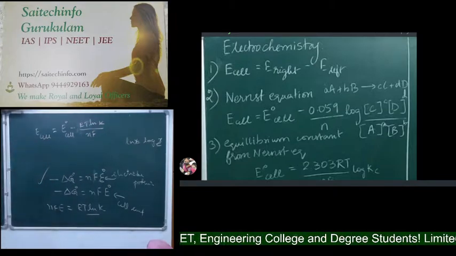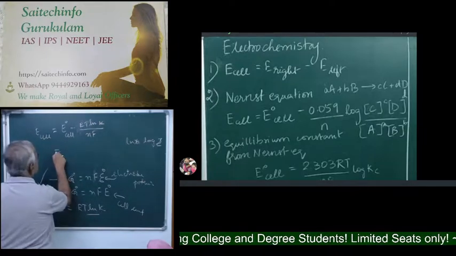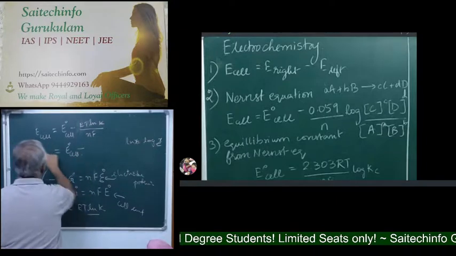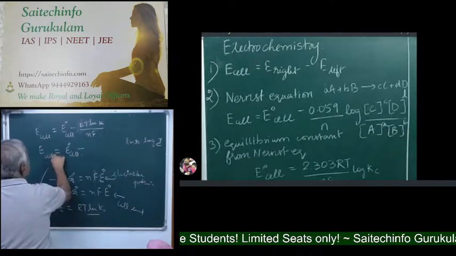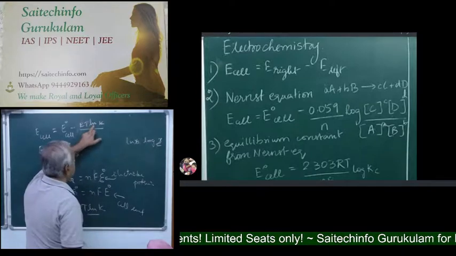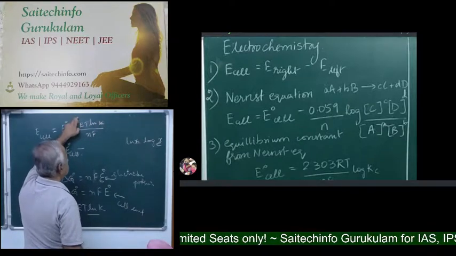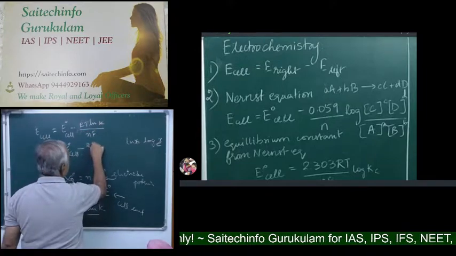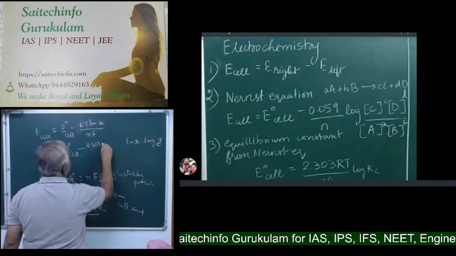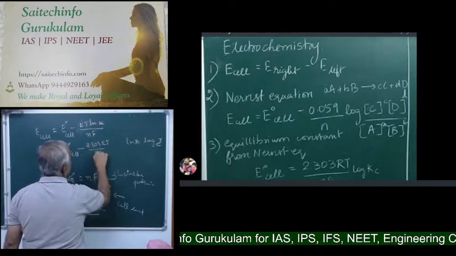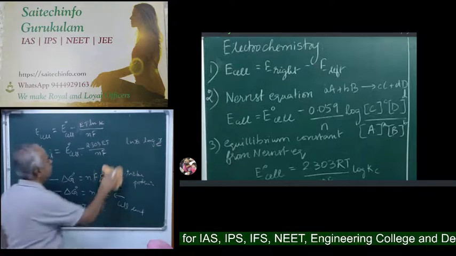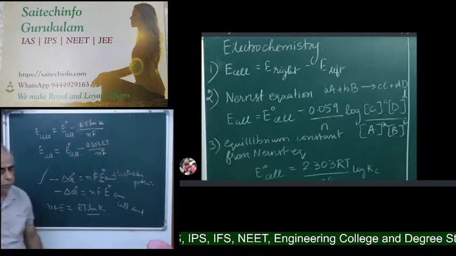Okay, divided by NF. Here, this E cell can be further expanded as. Now, in order to convert natural log into log to the base 10, you have to multiply by 2.303. So, 2.303 into RT divided by NF into log of, that is log to the base 10. Okay, log to the base 10.